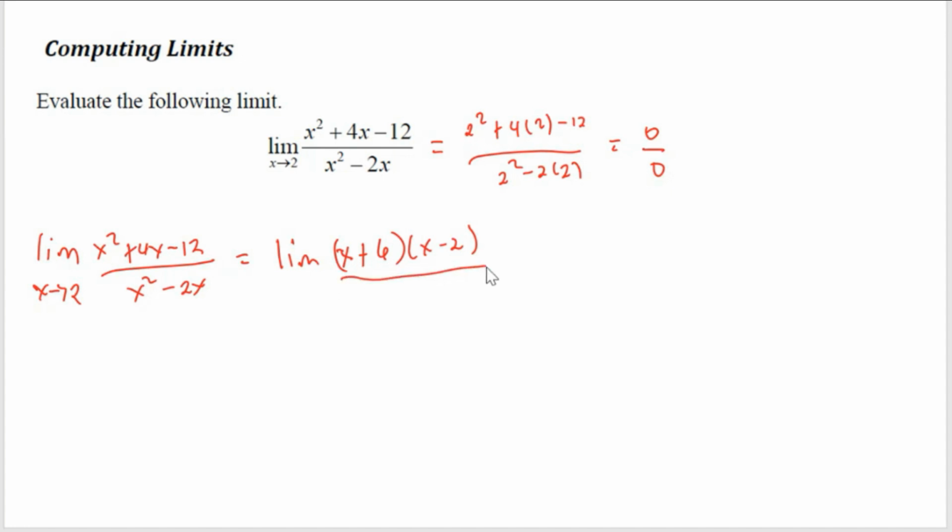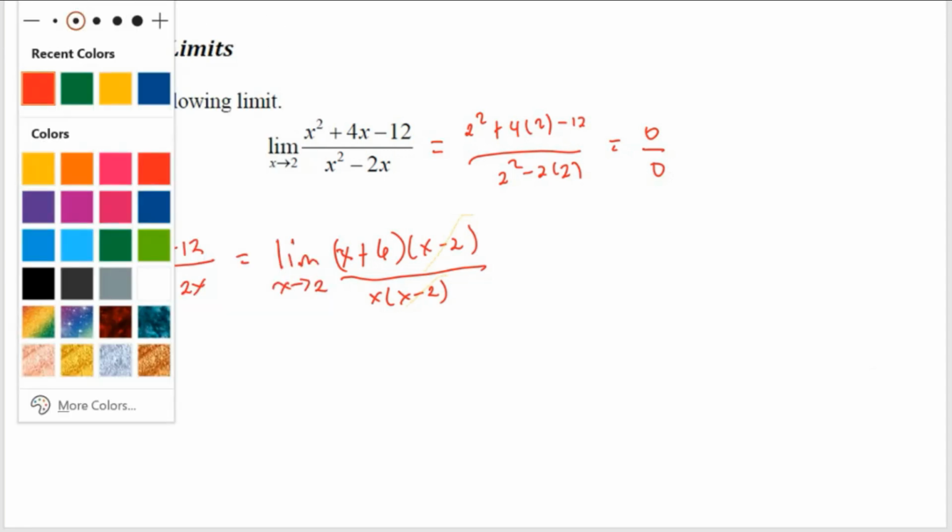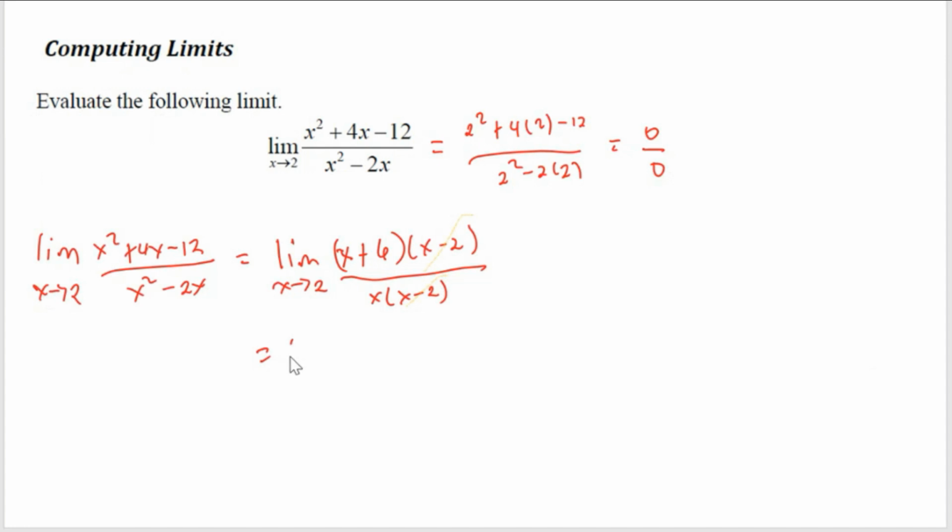So the denominator is x squared minus 2x. So just use the common monomial factor. The common monomial factor gives x times x minus 2 as x approaches 2. Now in that case, we're going to divide and we can use cancellation. So x minus 2 in the numerator is cancelled with x minus 2 in the denominator. And so the remaining factors, we have the limit of x plus 6 over x as x approaches 2.